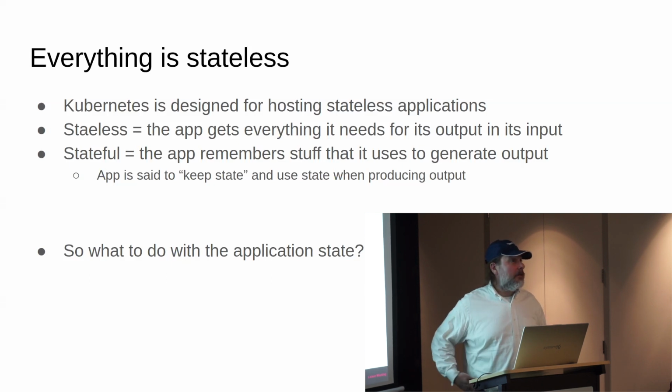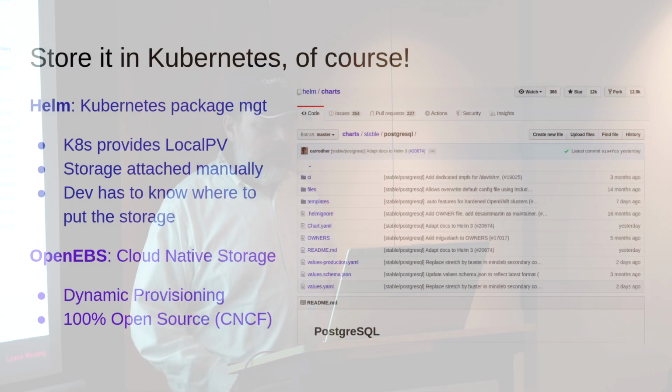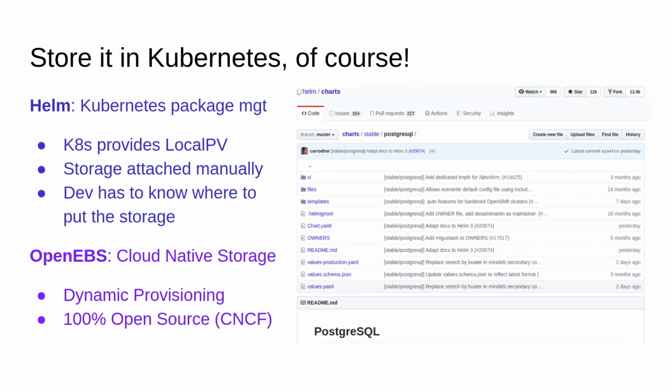And you can make it easier to move out of that cloud. If you wrote your whole application with Google's database in mind, trying to get that application to Azure is going to be hard. So what do you do with the application state? Well, you store it in Kubernetes, and we talked a lot about OpenEBS and dynamic provisioning.